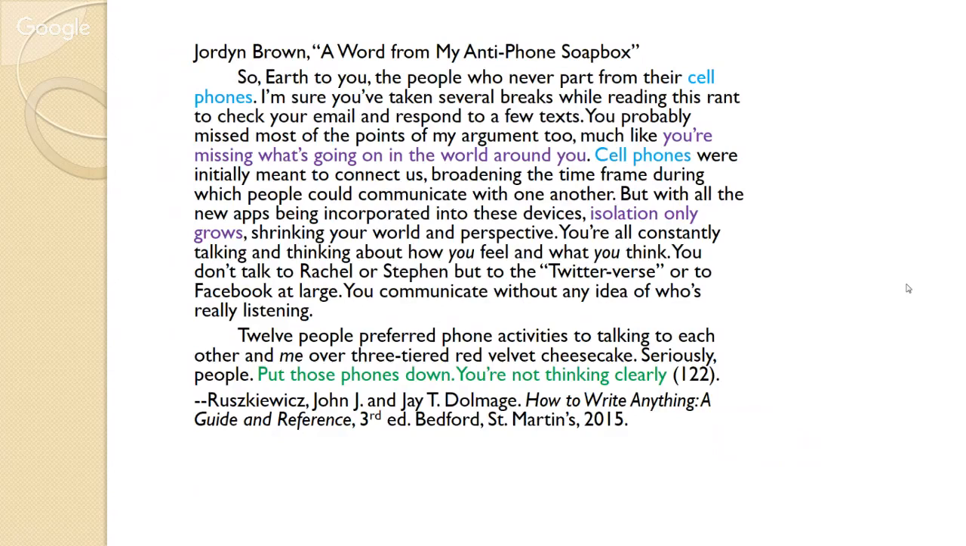You're not thinking clearly. So that's the point that the writer here really wants the reader to get. You need to put your phones down. Why? Because you're just isolating yourself from the rest of the world.